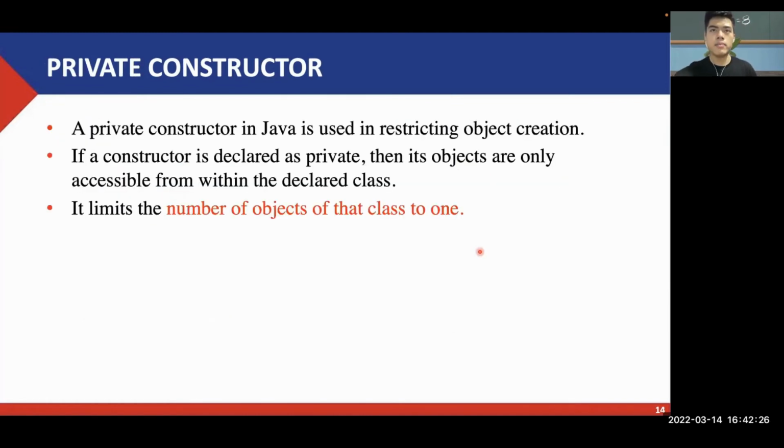The second concept I want to introduce today, and also the final one, is the private constructor. A private constructor in Java is used to restrict object creation. If a constructor is declared as private, then its objects are only accessible from within the declared class. It limits the number of objects of that class to 1. Private constructors in Java are used to create a singleton class. A singleton class is a class in Java that only has one object.